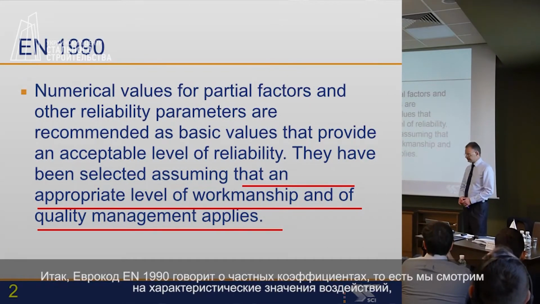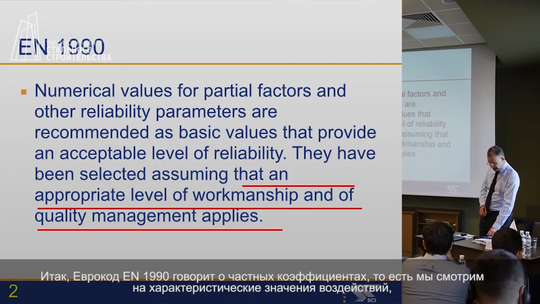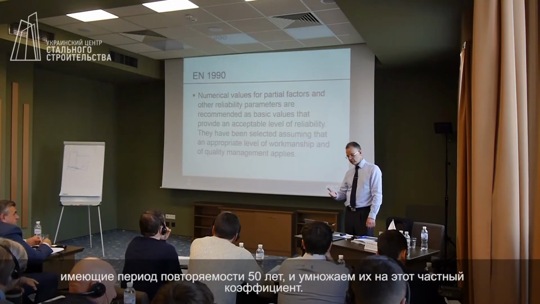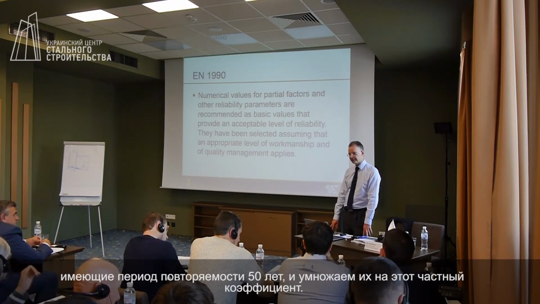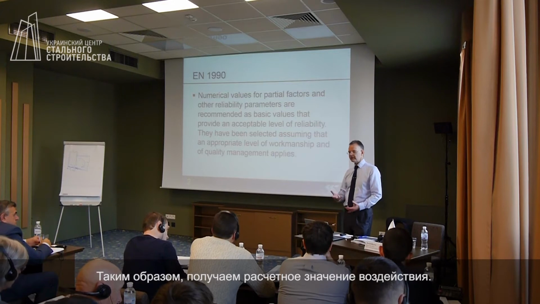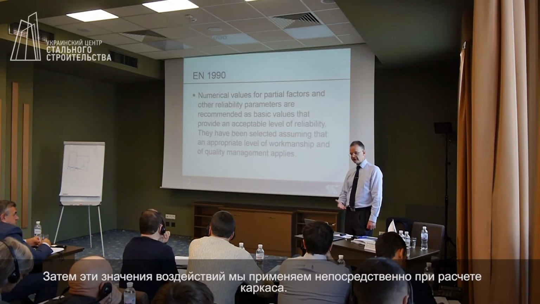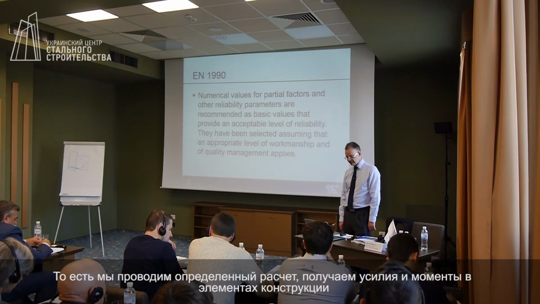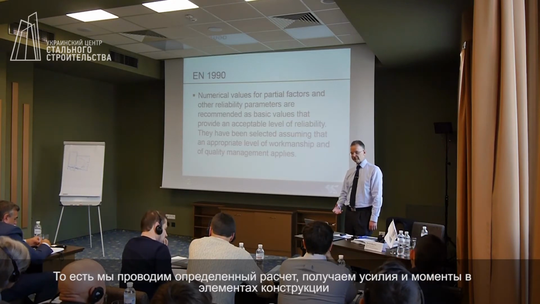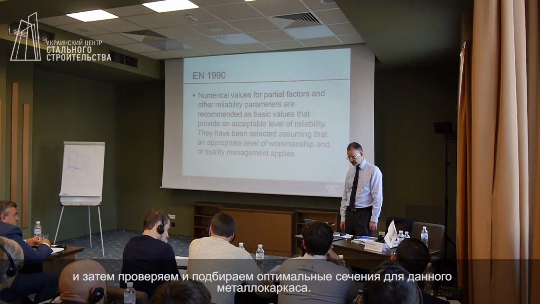EN 1990 then provides partial factors. So we are going to take the characteristic actions, the 1 in 50-year events, and multiply them by a factor. That will give us the ultimate loads, or the ultimate actions. We will then apply the ultimate actions to the frame and do some analysis. That will give us the forces and moments around the frame, and then we will go on and verify the members to those ultimate forces and actions.